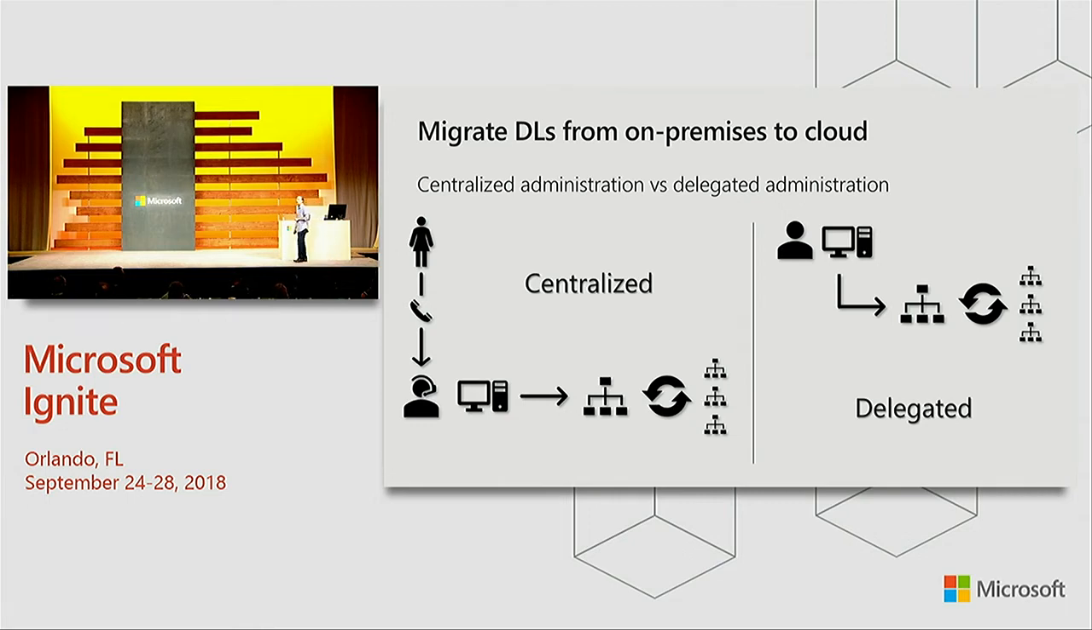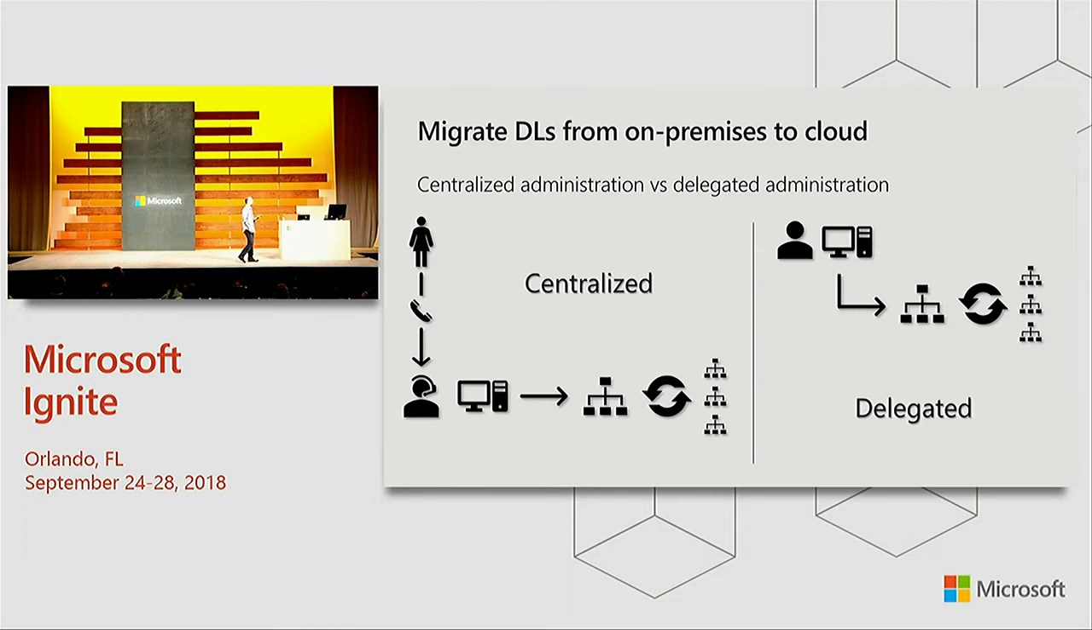So there are two paradigms for managing DLs. You've got the centralized system where someone calls the help desk. The help desk then makes the change, it's reflected in the directory, and changes are then replicated throughout the environment. That's one way. Another way is delegated administration, where the end user themselves goes through their own Outlook client and makes the DL changes through Outlook, and those changes, again, are committed against the directory and replicated throughout the environment. Pretty simple stuff.